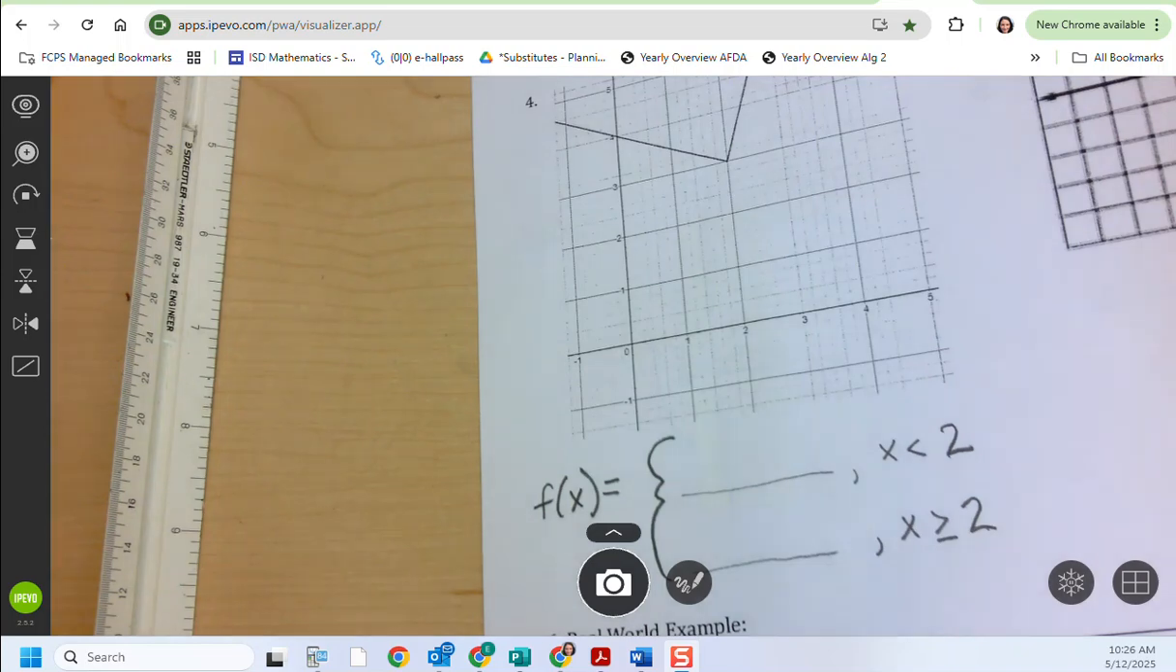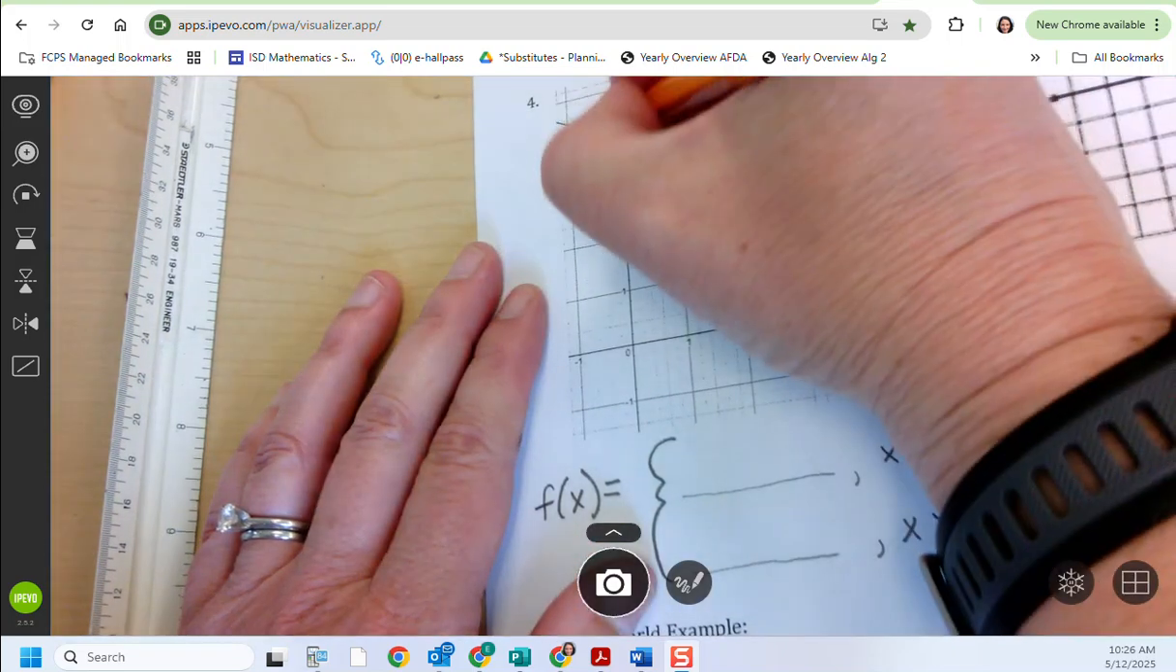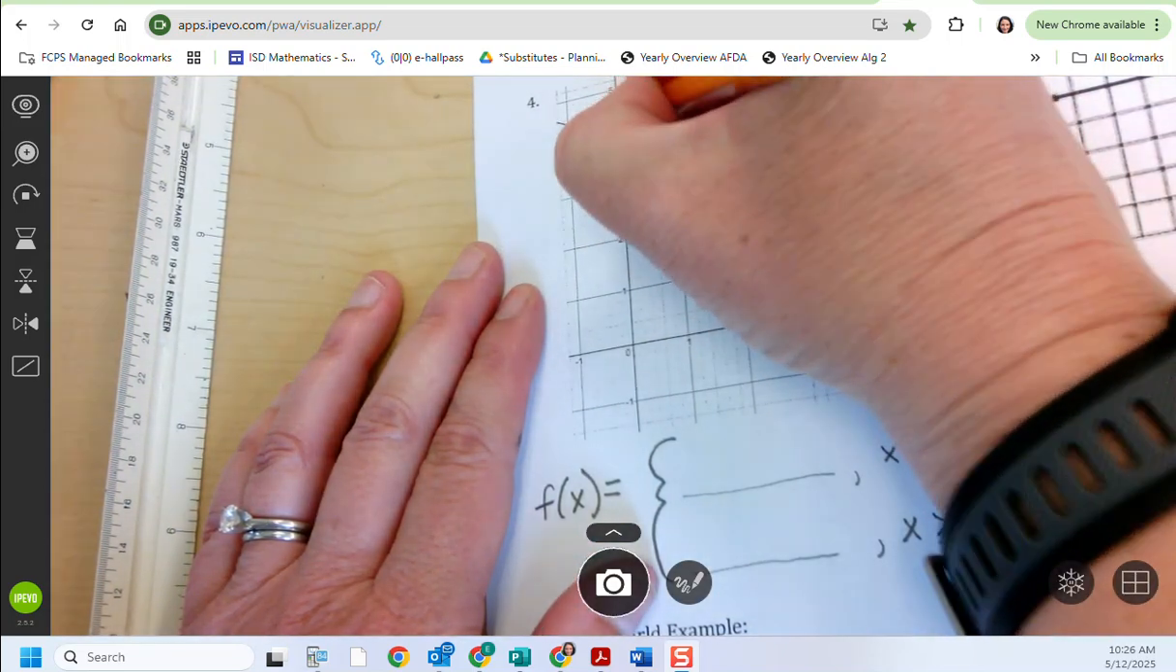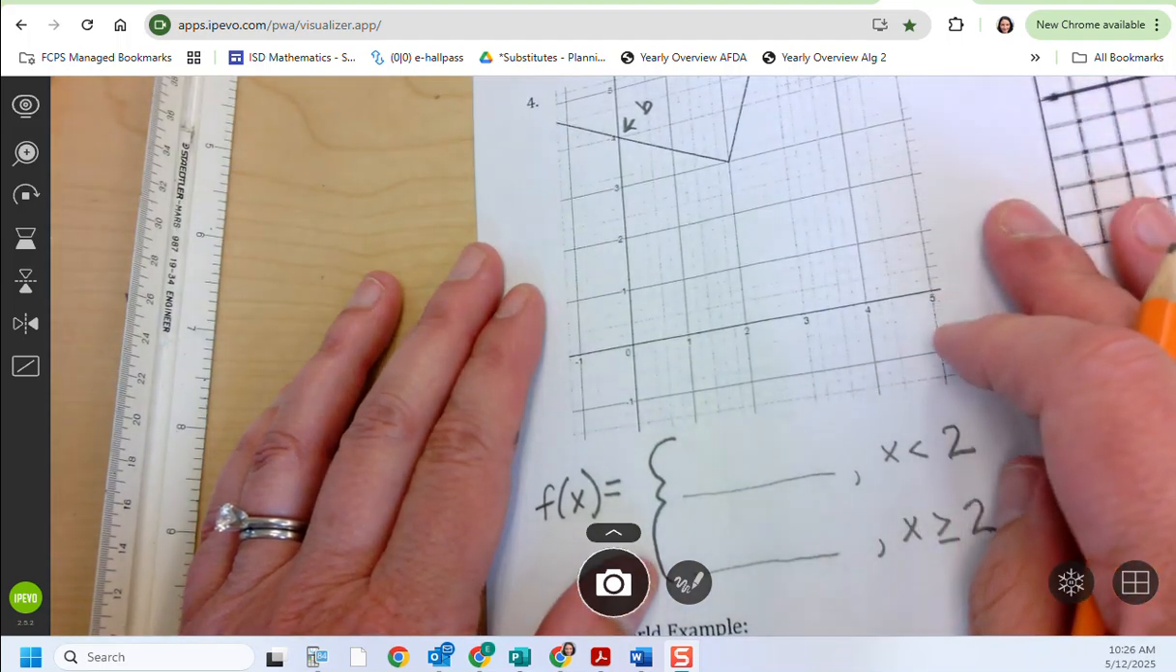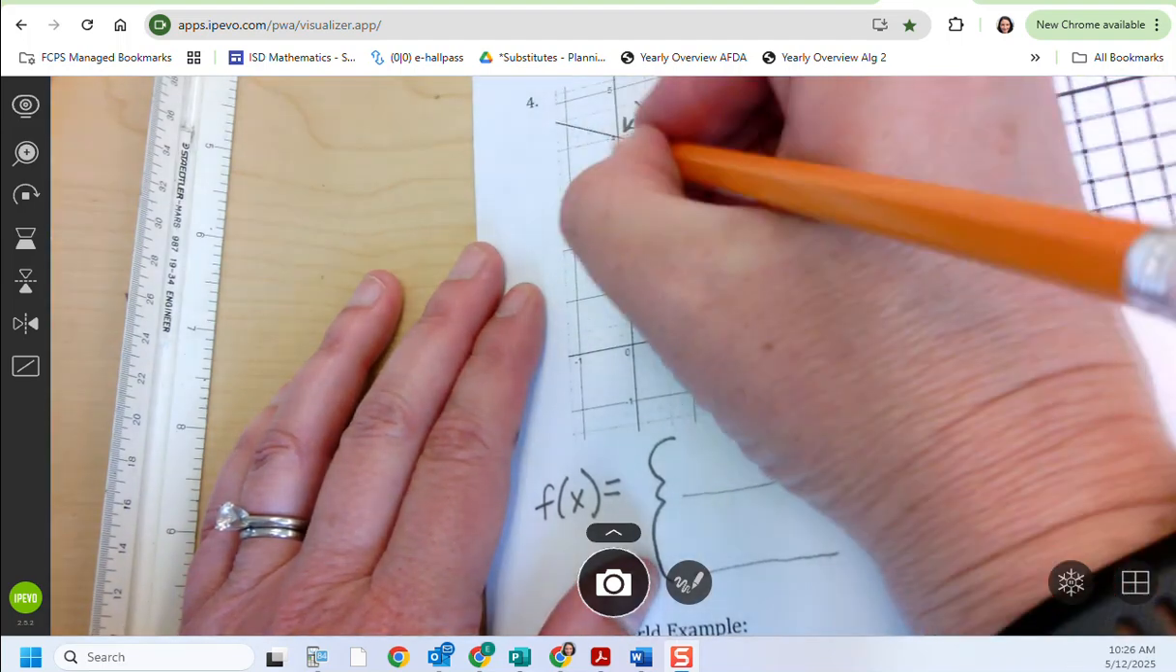And now we have to write the equations of the lines. So remember, to write the equation of the line, we need y equals mx plus b. For the first one, you can see that the b is your y-intercept, which is what number? 4. Yeah, it's right there. It's 4. Good.